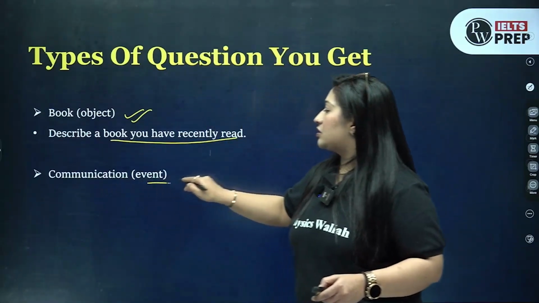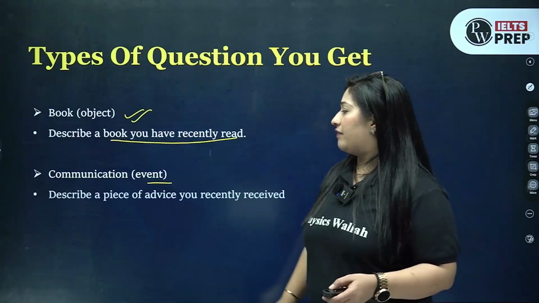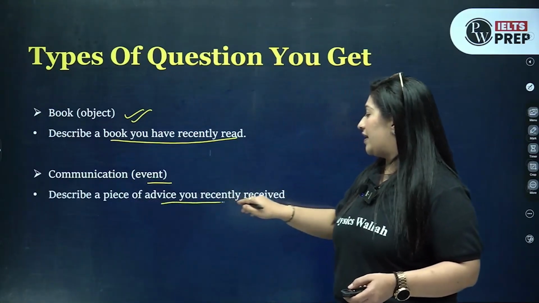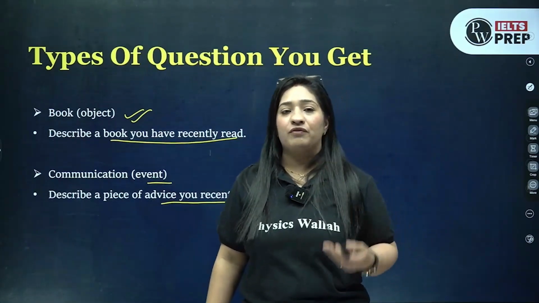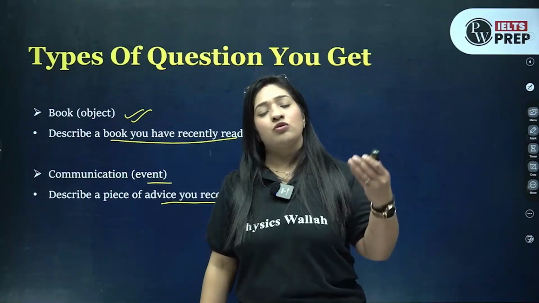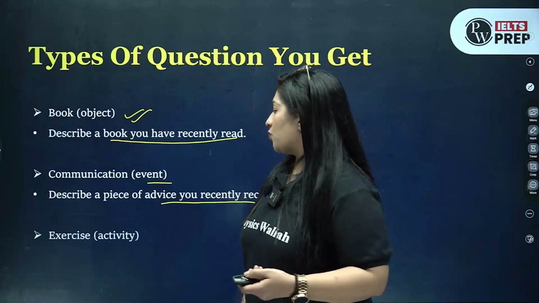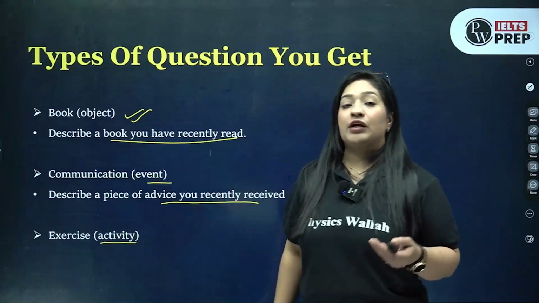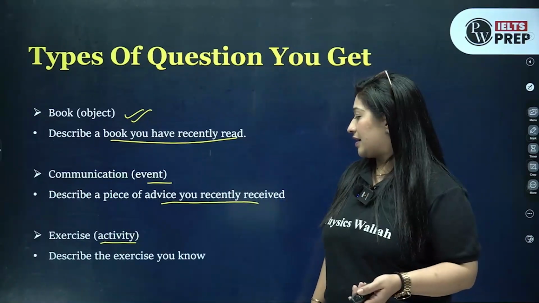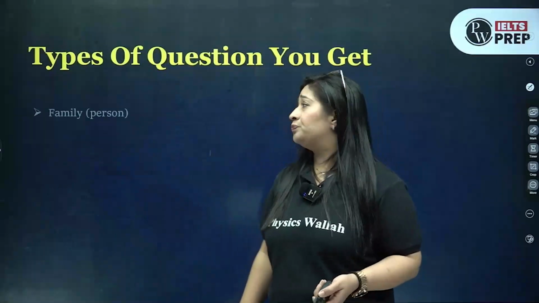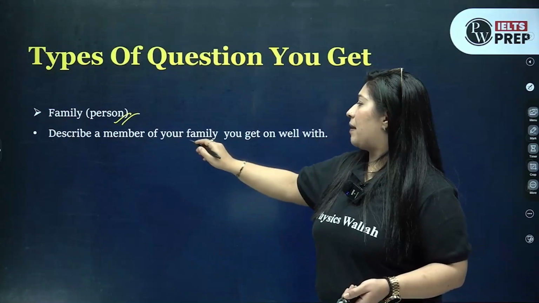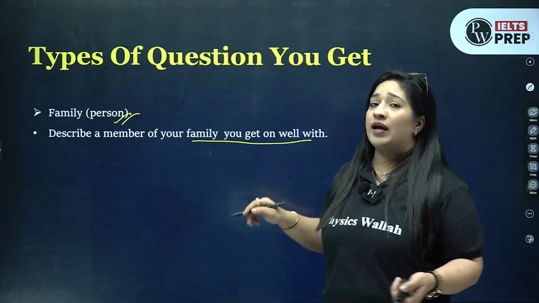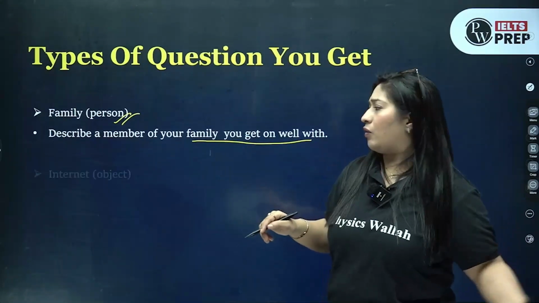You may get something related to communication, like events. Okay, describe a piece of advice you recently received. So something has happened and somebody gave you the advice, or maybe not, so you can cook the story on the spot. You may get something related to an activity. Okay, describe the exercise that you know or like to do. You may get something related to a person. For example, describe a member of your family you get on well with: why, when, where, how, like that, right?